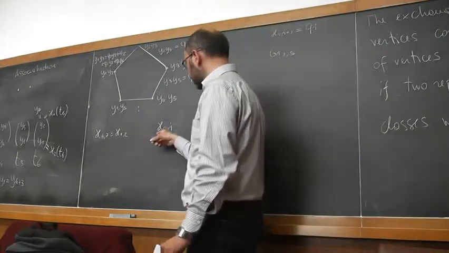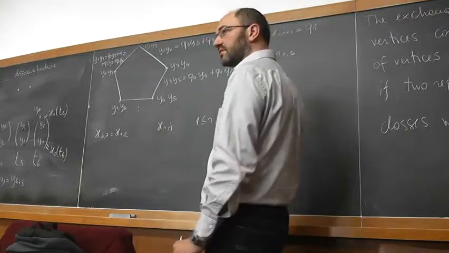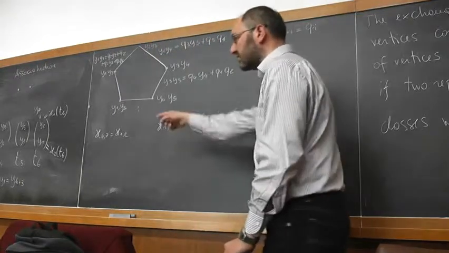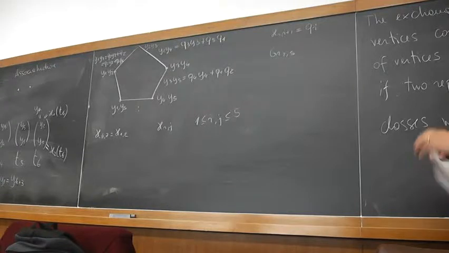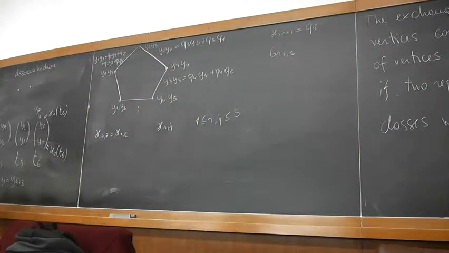In this case, we have these variables, and then to express the Plücker relations in a compact way, we define these variables also for higher indices, repeating modulo 5. I thought it was GR12, no, it's GR25.